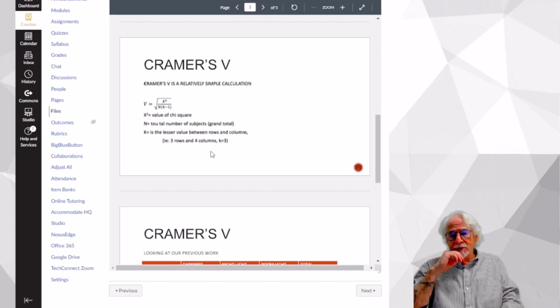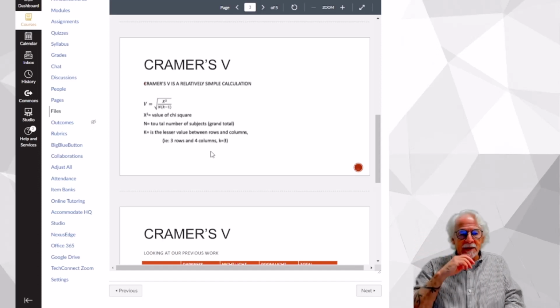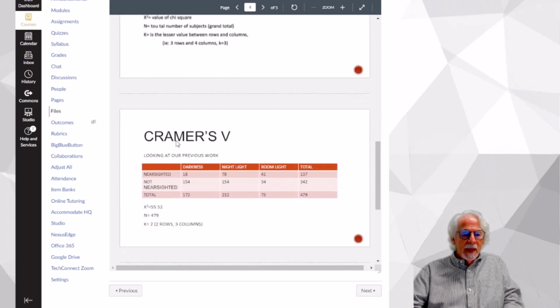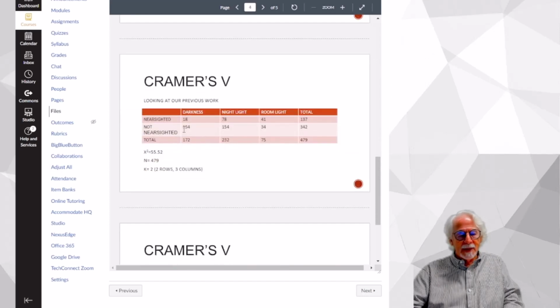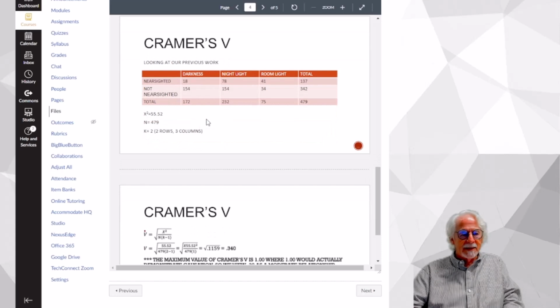Unfortunately, I probably should have carried that through here, but I didn't. I said for this example, we had 3 rows and 4 columns. Anyway, K is the lesser value between the rows and the columns. So we have 3 rows, 4 columns. Obviously, K is equal to 3, the lesser of the two. So if we look at our table, I guess I should update that. Anyway, here we go.